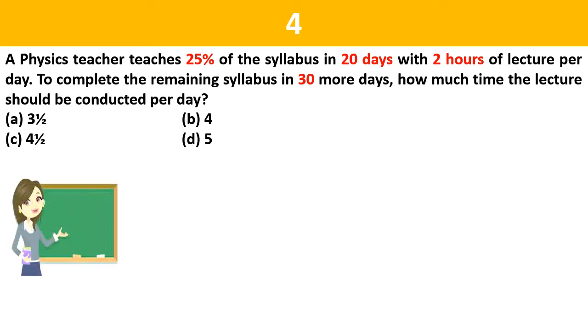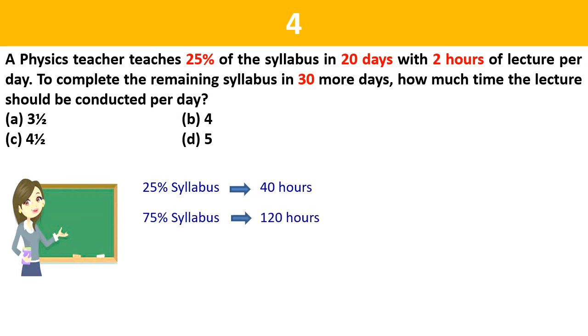Now in this question, 25% of the syllabus is completed in a total span of 40 hours because it is taught 2 hours per day and that too for 20 days. So to complete 25% of the syllabus, the teacher requires 40 hours. Then how many hours are required to finish the remaining 75% of the syllabus? For this, we should simply multiply it by 3. For the remaining 75% of the syllabus, 120 hours are required.